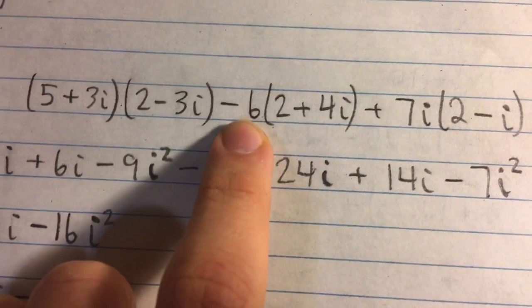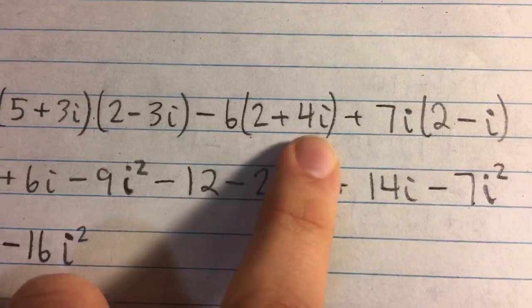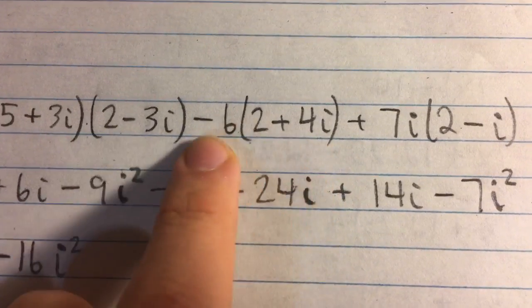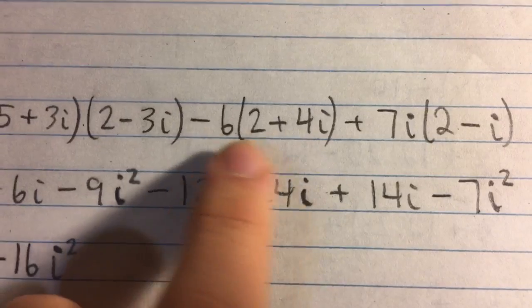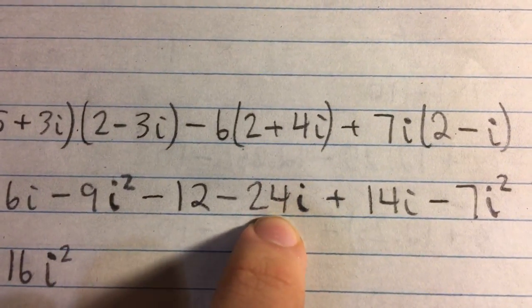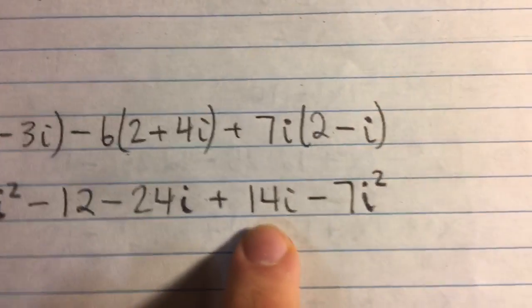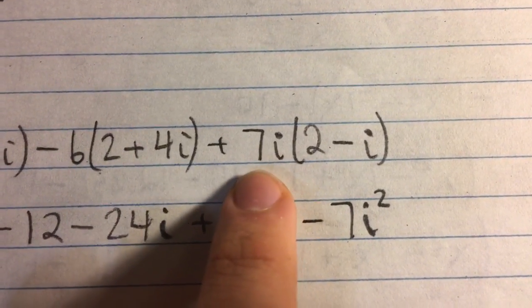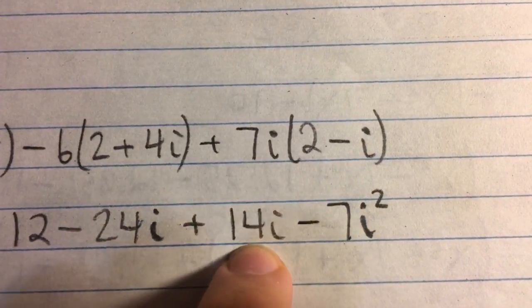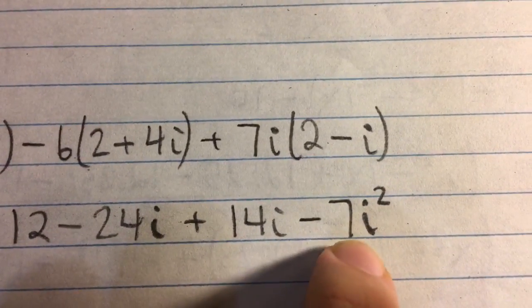I see I have a negative 6, and this has to apply, because it's next to a bracket, it has to apply to both terms. So I have negative 6 times 2 is negative 12. Negative 6 times 4i is negative 24i. And finally, same idea, except we have 7i here. So 7i times 2 is 14i. 7i times negative i is negative 7i squared.